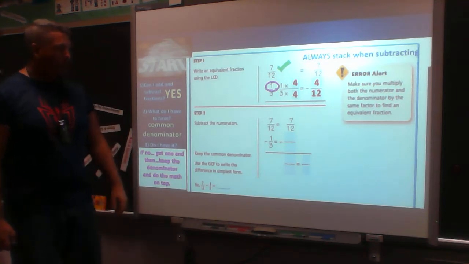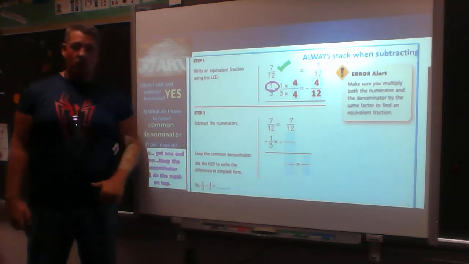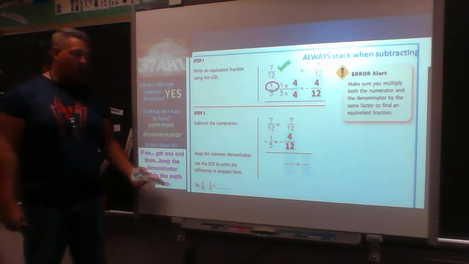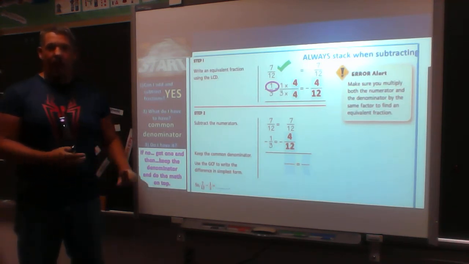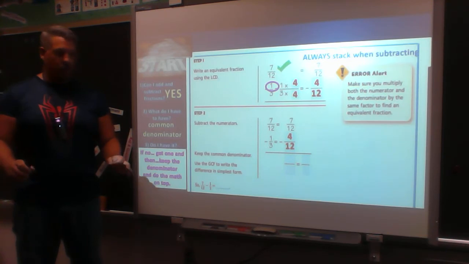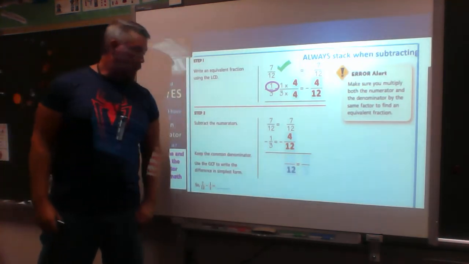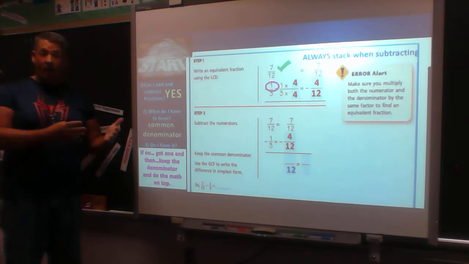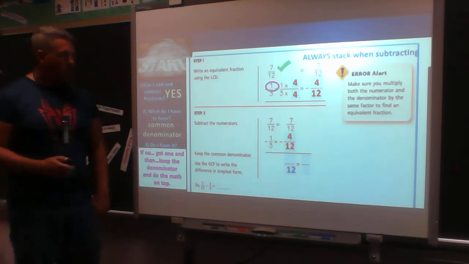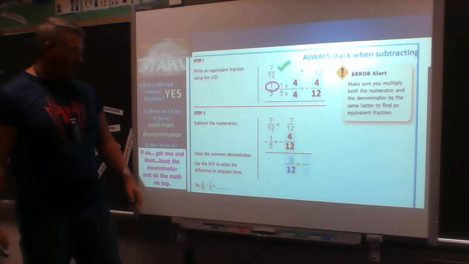Now, what I have is 7 twelfths minus 4 twelfths. Do I have the same denominator? I do. What do I do with that denominator? I keep it. I always keep it. 12's going to go down at the bottom. Then I do the math with the numerators and only the numerators. 7 minus 4 is 3.